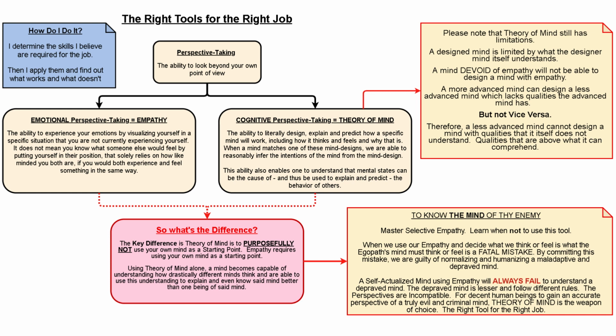Whereas with theory of mind, a mind becomes capable of understanding how drastically different minds think, and is able to use this understanding to explain and even know said mind better than one being of said mind. I know that's a lot of words, but basically theory of mind is what's going to allow you to understand narcissists. At some point I want to revisit that as its own topic. This is the finale. This is what everything we've been talking about leads up to.